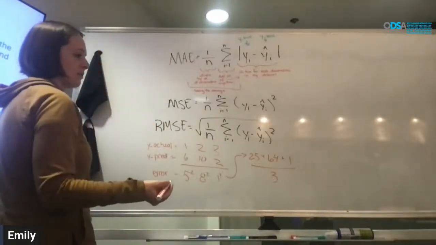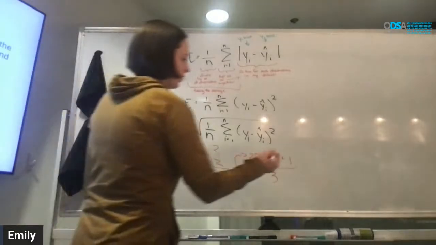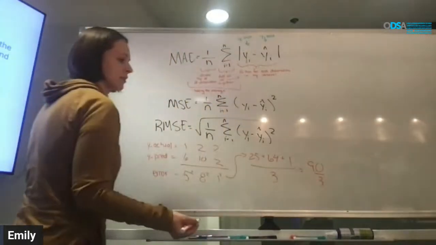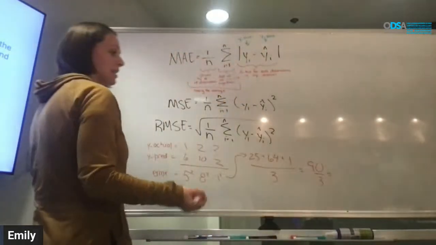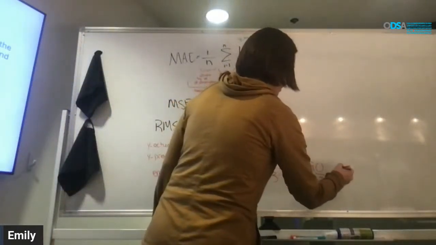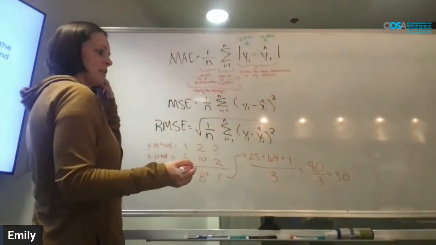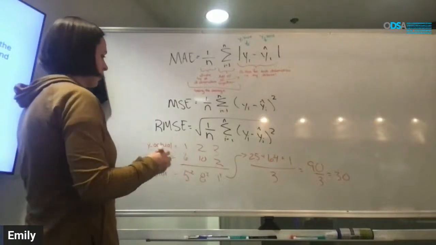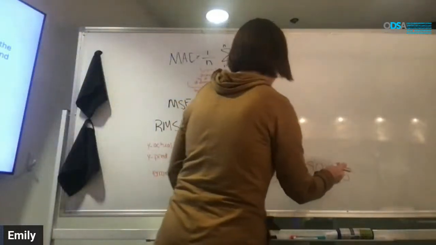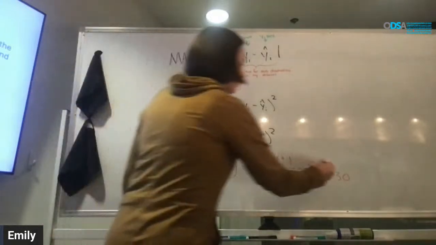25 plus 64 plus 1, that'd be 65 plus 25, I guess that's 90. Is this 90 over 3? Yeah, 90 over 3. I'm doing a good job today of picking numbers that end up being easy to divide by. Divided by 3 is 30. Somebody correct me if I'm wrong. Okay, so that's 30. If we did it this way, it would just be mean squared error.